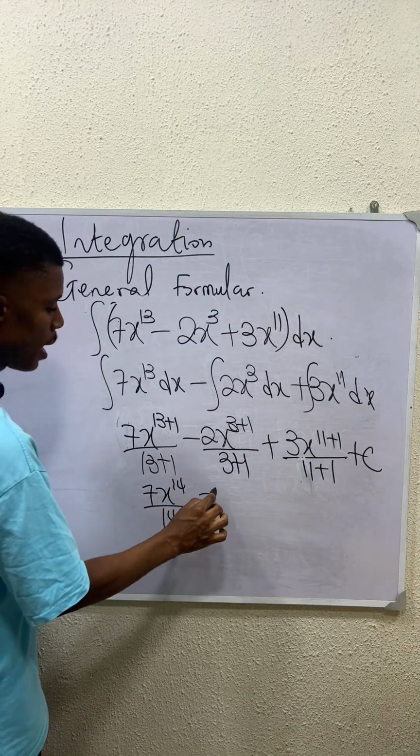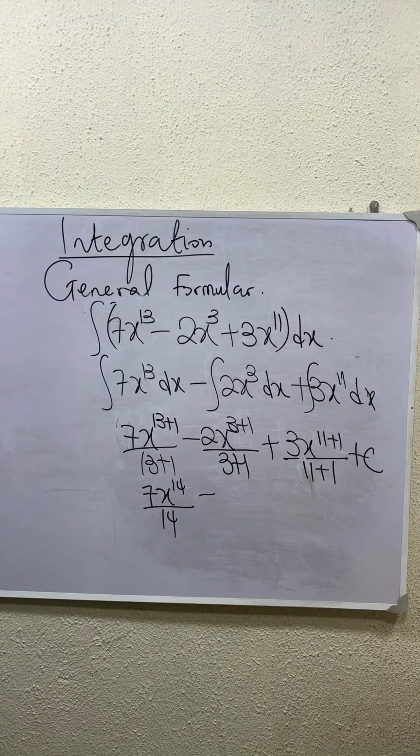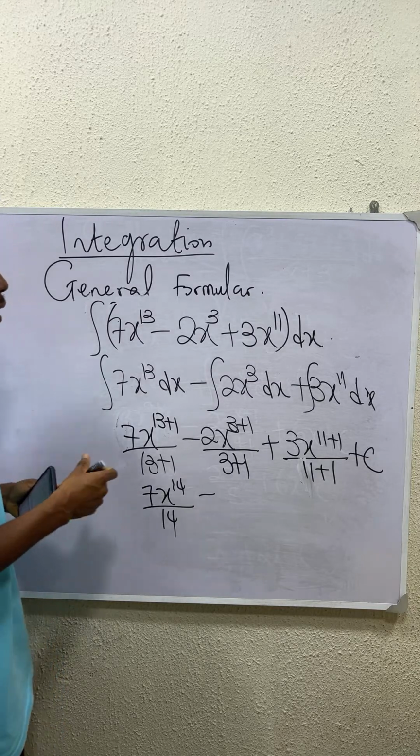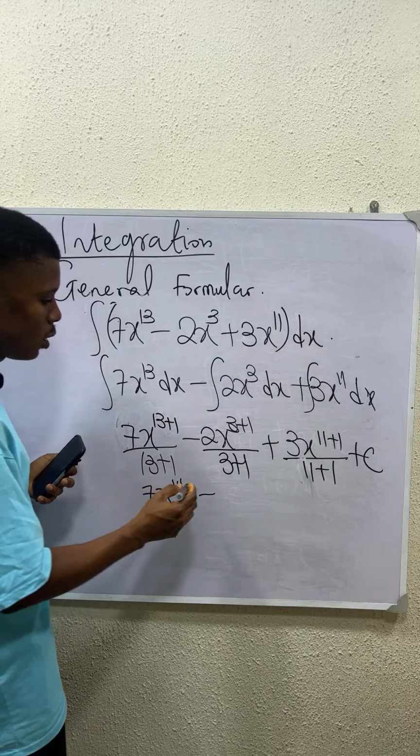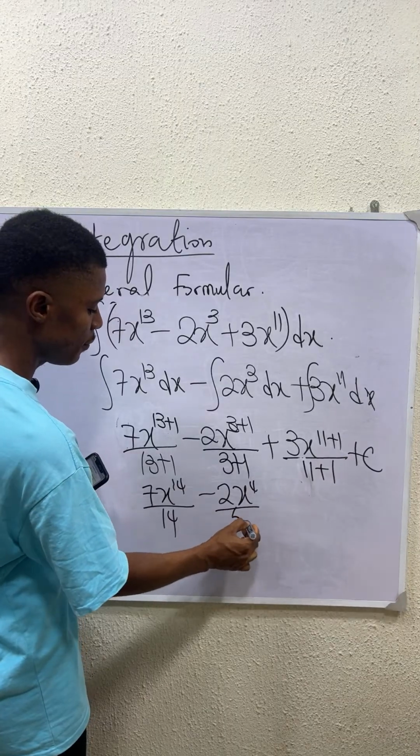Okay? Minus, 3 plus 1 is what? What is 3 plus 1, guys? Okay, 3 plus 1 is basically 4. So we have it as 2x^4 divided by 4.